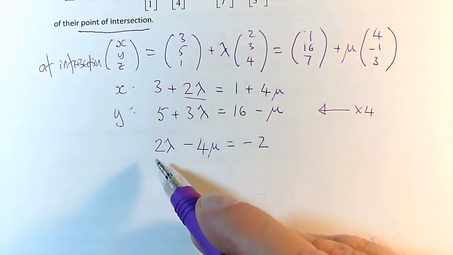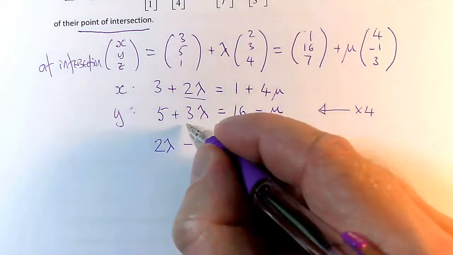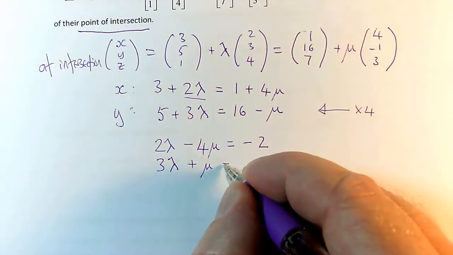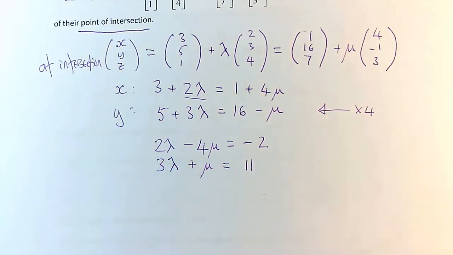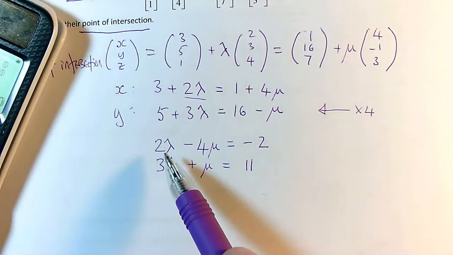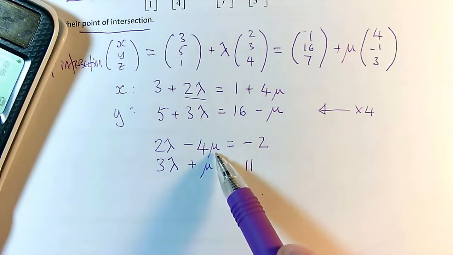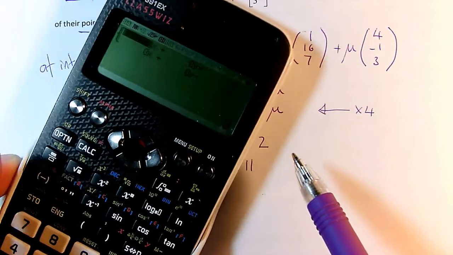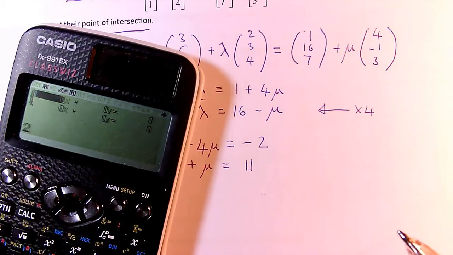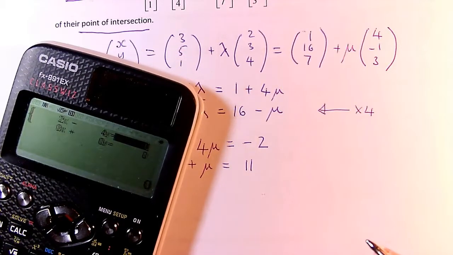So my first equation is going to be 2 lambda minus 4 mu equals minus 2. And rearranging the second one, I've got 3 lambda there, with the mu, I'm going to have plus mu equals 16 minus 5, which is 11. So I've done a little bit of work there so that I can be lazy now. If I now type those in, the top equation is going to be 2x minus 4y equals minus 2. The calculator insists on x's and y's. So it is 2x, I press equals to get to the next one, minus 4, so I need to use that minus and then 4 times y. That's saying 2x minus 4y equals minus 2.